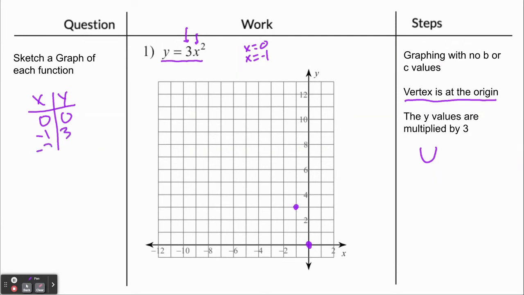If x is -2, well, we have -2 squared, so that's going to be 4, times 3 is 12. So here's our second point. Same idea here: if we have a positive 1 squared is 1, times 3 is 3. And positive 2 times 2 is 4, times 3 is 12. And then there is our skinny looking parabola for y equals 3x squared.